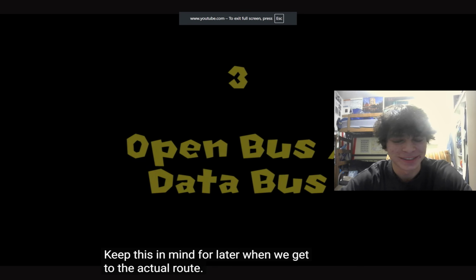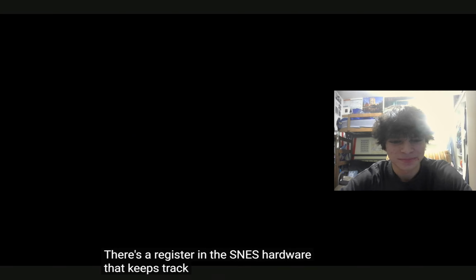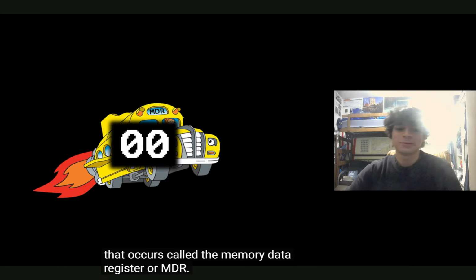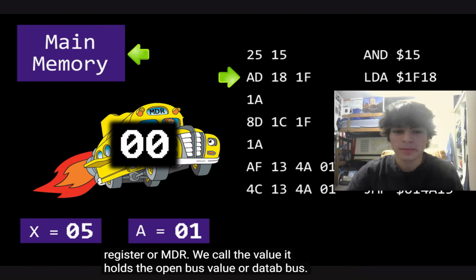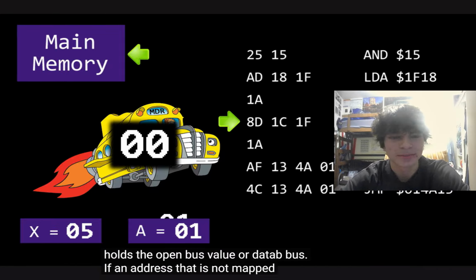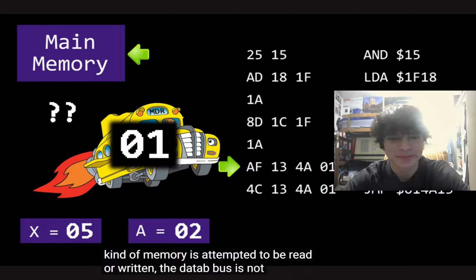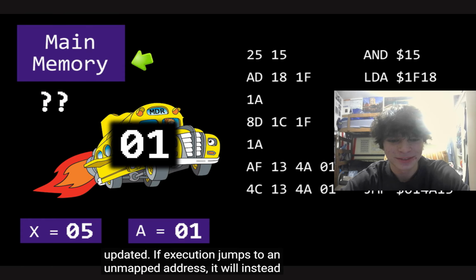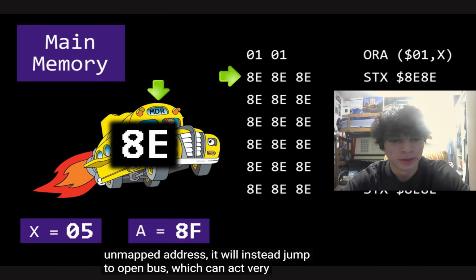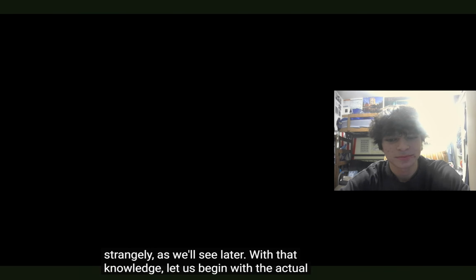Now, about computer science. There's a register in the SNES hardware that keeps track of every read and write that occurs, called the Memory Data Register, or MDR. We call the value it holds the open bus value, or data bus. If an address that is not mapped to any kind of memory is attempted to be read or written, the data bus is not updated. If execution jumps to an unmapped address, it will instead jump to open bus, which can act very strangely, as we'll see later. With that knowledge, let us begin with the actual route.